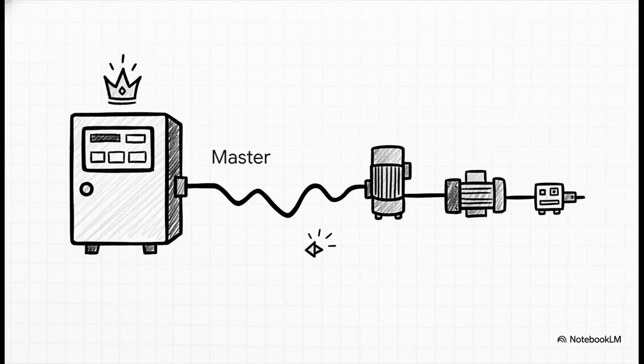And on this network, there is one master, you can think of it as the manager, and it's the only one that can start conversations. All the other devices are slaves that just listen and only speak when they're spoken to. It's kind of like a private one-lane road where only one car can drive at a time.